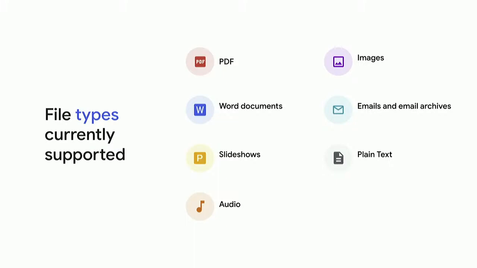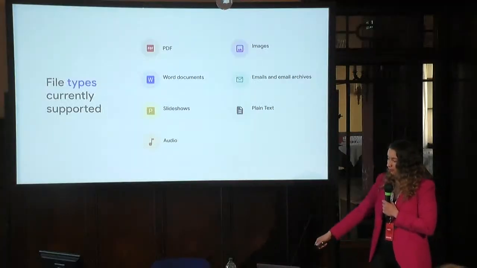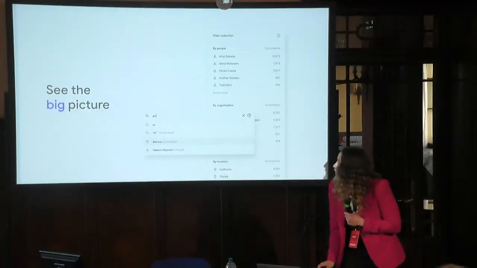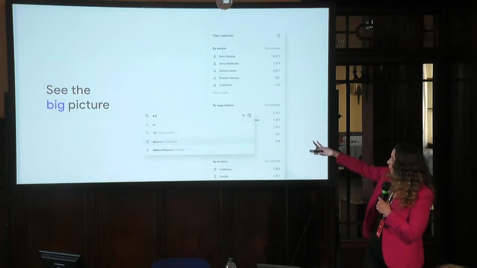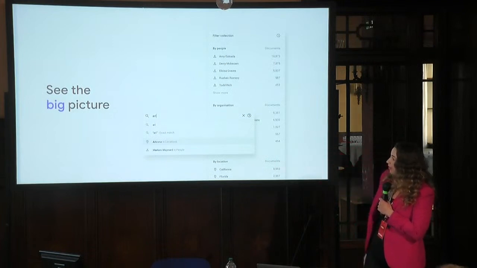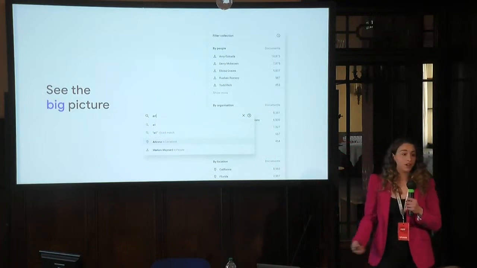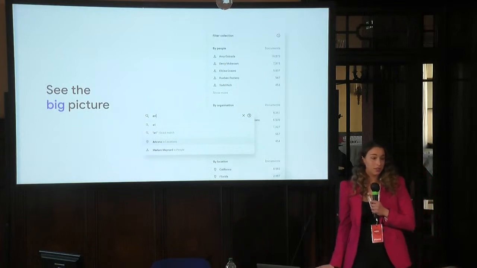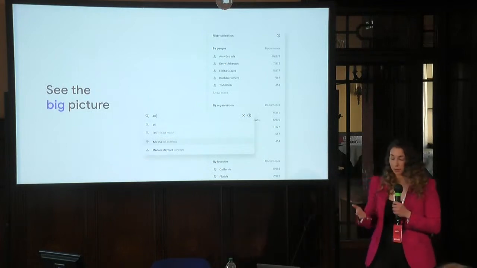So these are the file types that are currently supported. You can access any of them just by uploading from your Google Drive, or you can just upload them from your computer directly. And you can see it's going to pull out the people, the organizations, and the locations, which are going to help you to find stories in large collections of documents, okay, to find links between the documents.